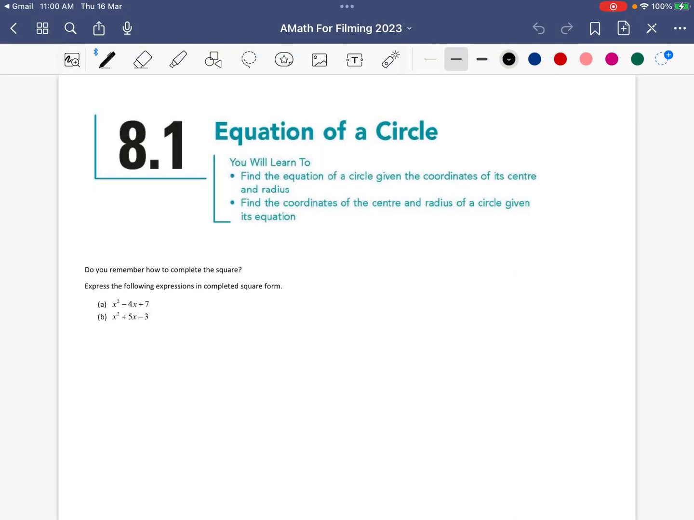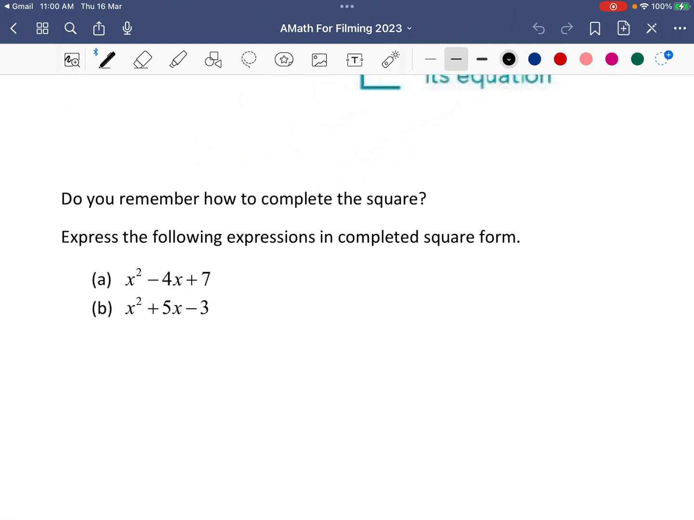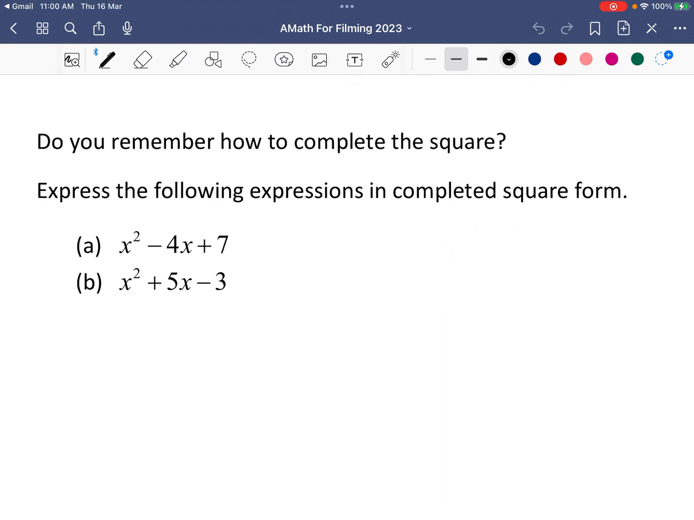Okay, today we're going to do 8.1, equation of circle. This chapter comes in 3 parts, and today will be part 1. First and foremost, you remember how to complete the square. So look at these two expressions here first. Then we see how we can complete the square.